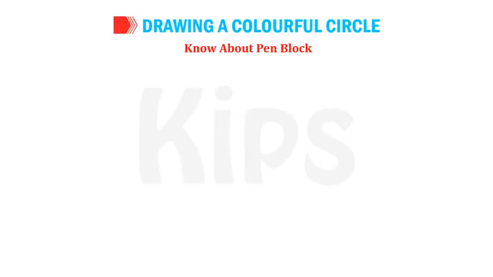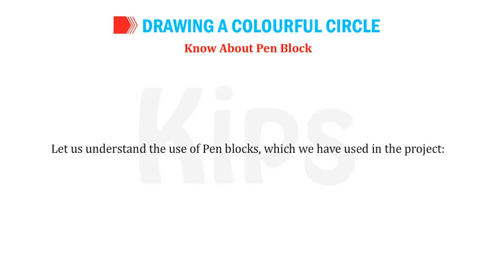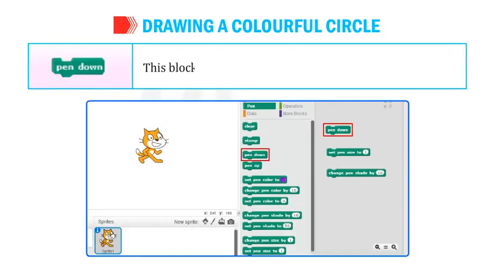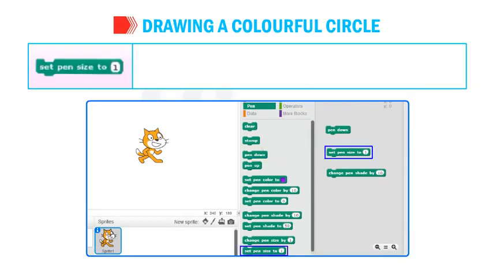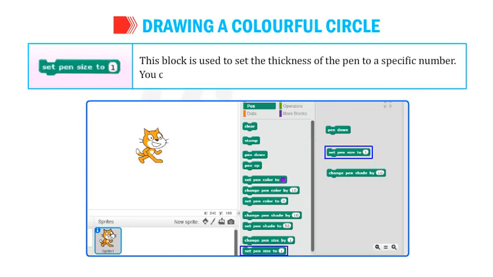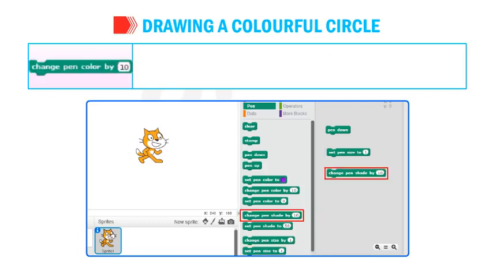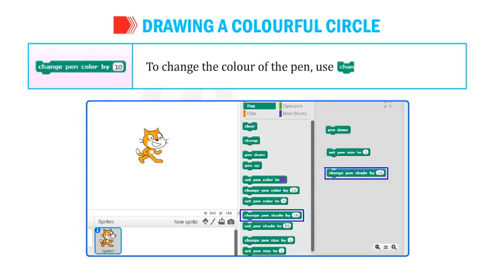Let's learn about pen block. Let us understand the use of pen blocks which we have used in the project. Pen down. This block draws a line as the sprite moves on the stage. Set pen size to 1. This block is used to set the thickness of the pen to a specific number. You can change the thickness of the pen by typing in the number box. Change pen color by 10. To change the color of the pen, use Change Pen Color by 10 block.